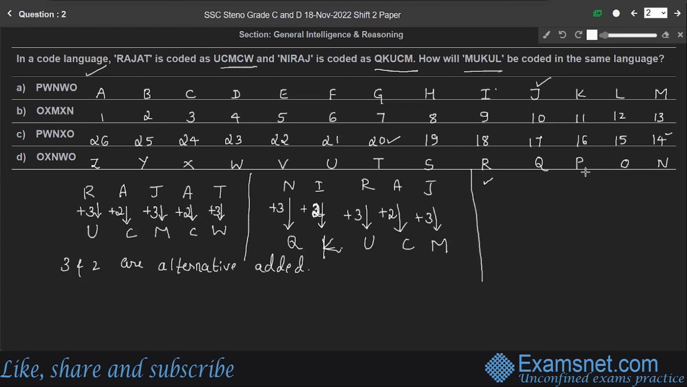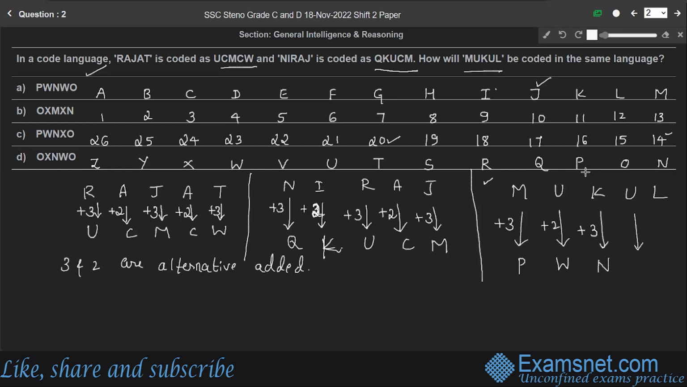Similarly, the word Mukul, M-U-K-U-L. So M plus 3, add 3 to the first letter. M is 13 plus 3 is 16, which is P. Then U plus 2. U is 21 plus 2 is 23, which is W. And K plus 3, 11 plus 3 is 14, which is N.